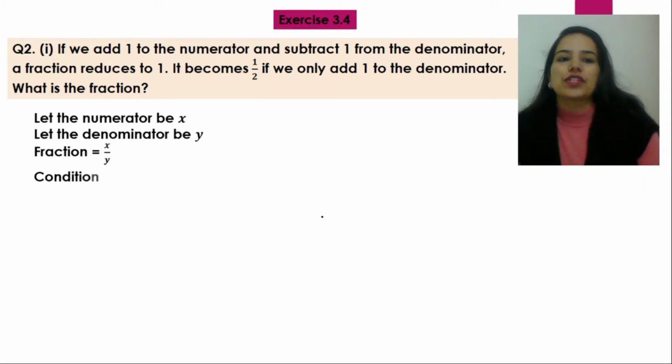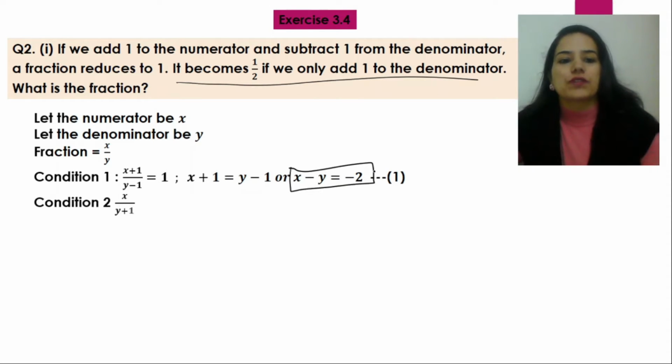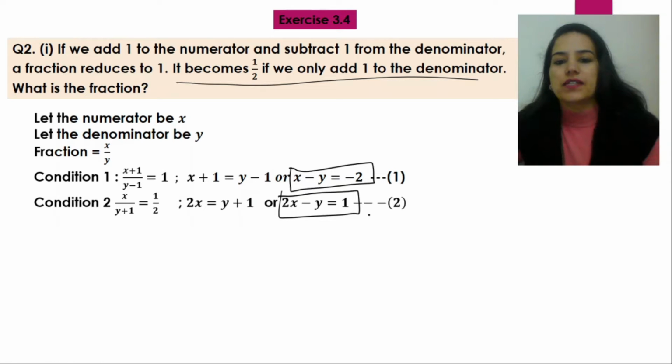So the first condition: if we add 1, (x plus 1) upon (y minus 1) equals 1, because it's subtraction. Cross multiplying, I get x minus y equals minus 2 as the first equation. Now looking at condition 2, we add 1 to the denominator. So it is x upon y plus 1 equals 1 by 2. I'll cross multiply and get the second equation as 2x minus y equals 1.